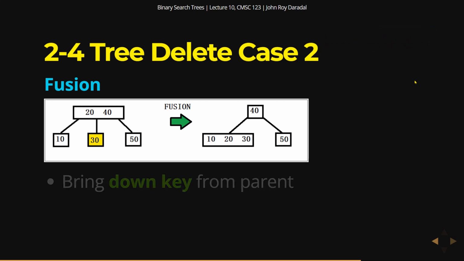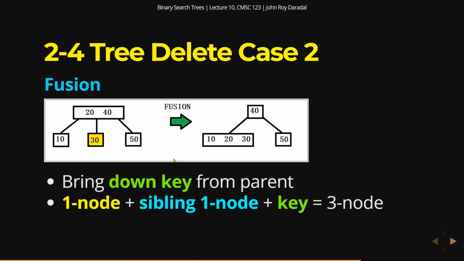Okay, so you bring down the key from the parent, and the 1-node plus the sibling 1-node and the key that was brought from the parent will form a new 3-node, which is found here. So that is fusion. Okay, so now that it's a 3-node, you can now safely delete 30 because there will be 2 entries left still in this node.